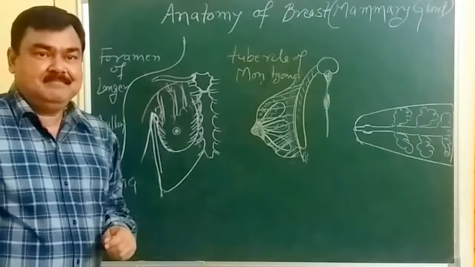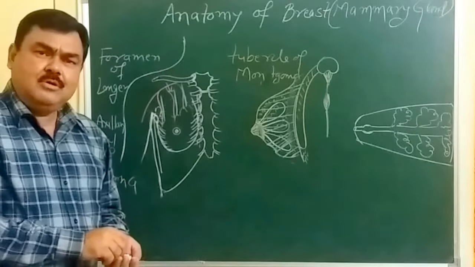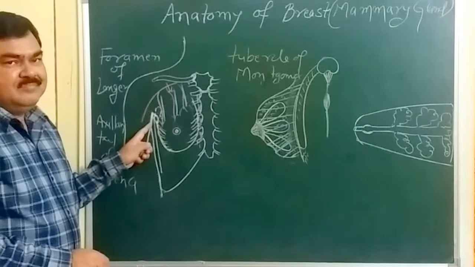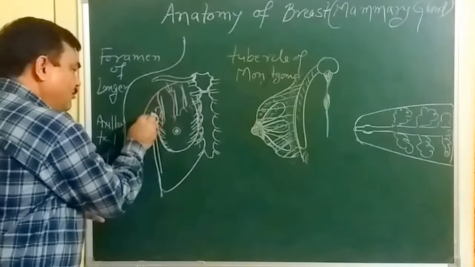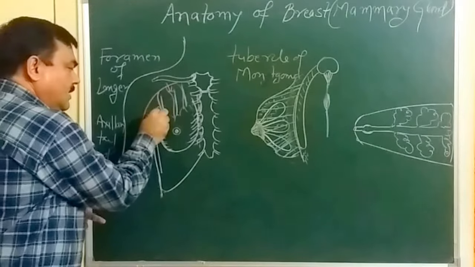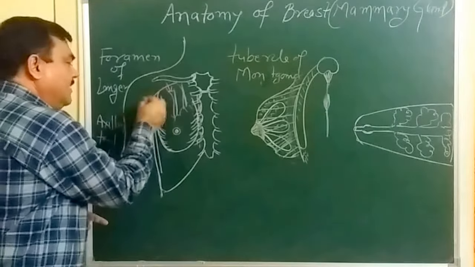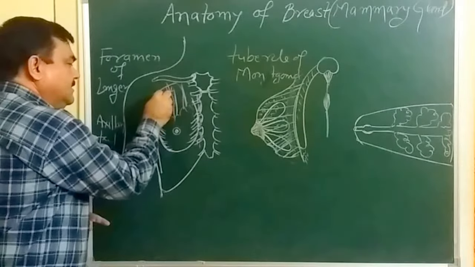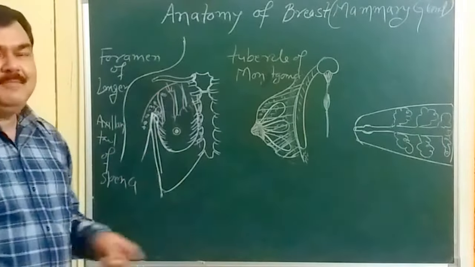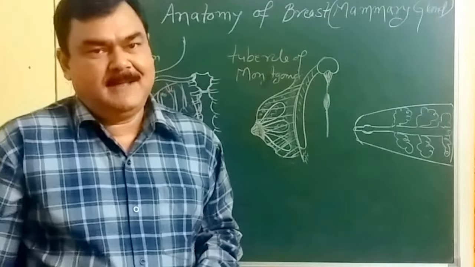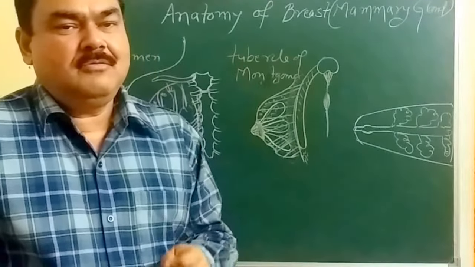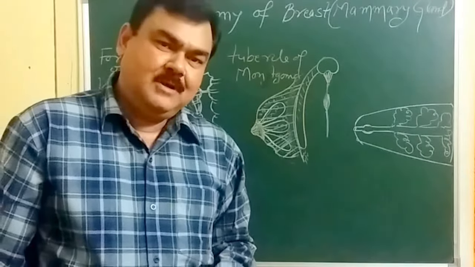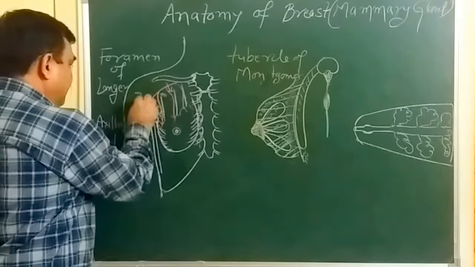Of the lymphatics of the breast, about 75% go into the axillary group of lymph nodes. In the axilla, there are 5 groups of lymph nodes. This is the lateral group, then there is the anterior group, the posterior group, the central group, and the apical group. So these are the 5 groups of lymph nodes within the axilla. About 75% of lymphatics go into the axillary lymph nodes.